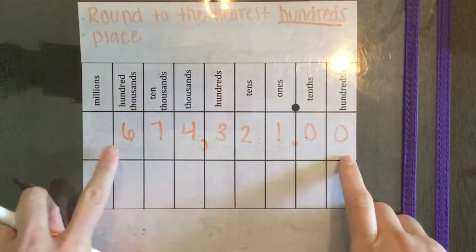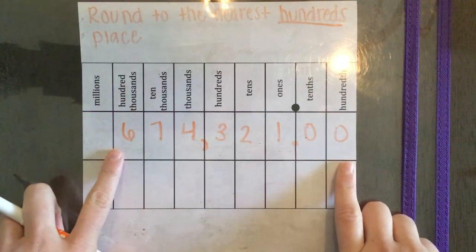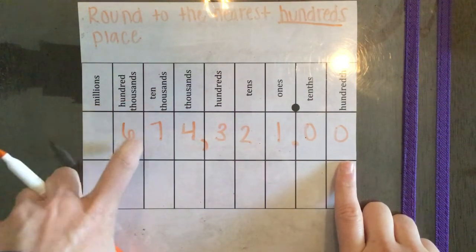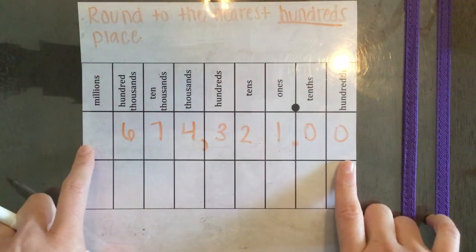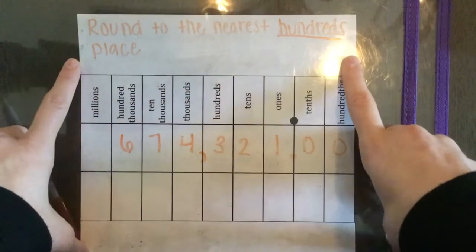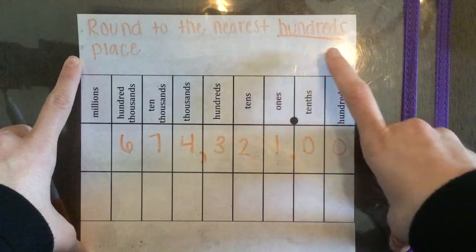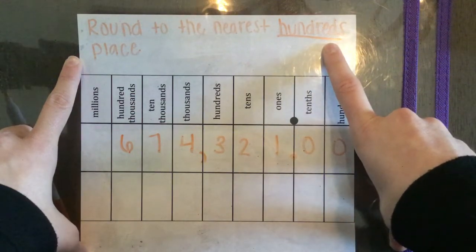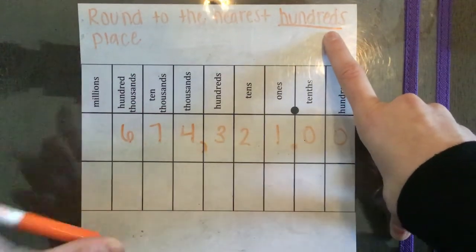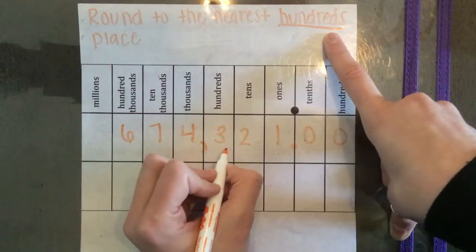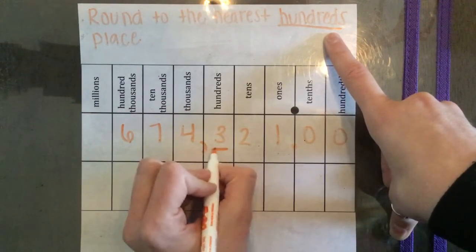Okay, I want to show you one more example. This time we have a number that is bigger. It goes all the way to the hundred thousands place. We want to first look back at our question. Our question is asking us to round to the nearest hundreds place. So the first thing I need to do is underline the hundreds place. I have a 3 in my hundreds place.